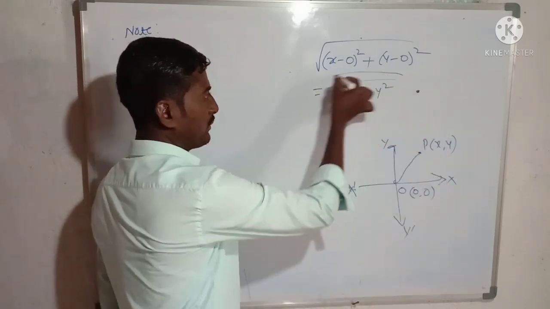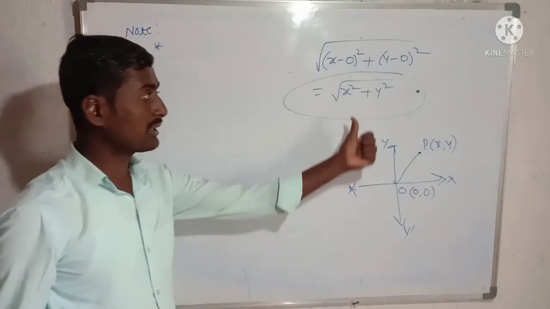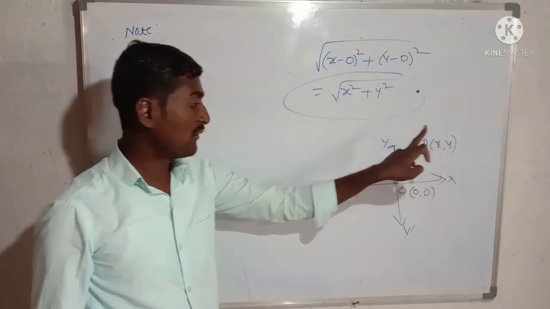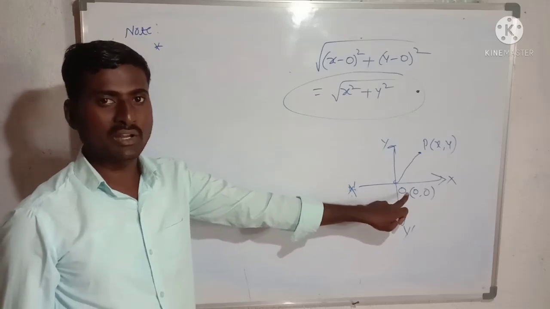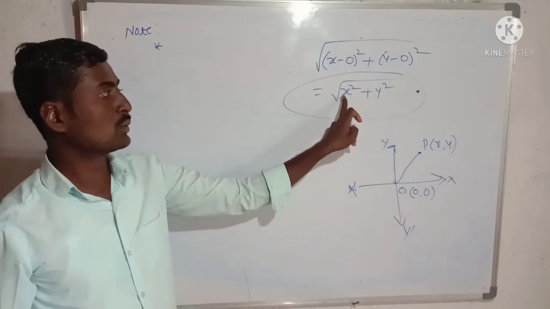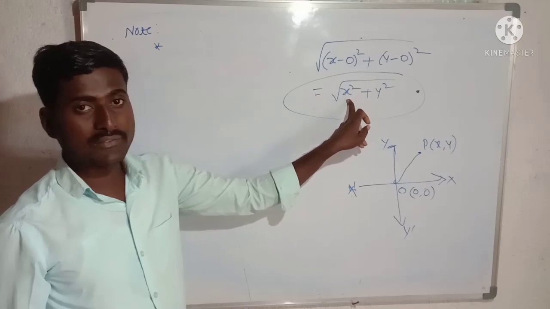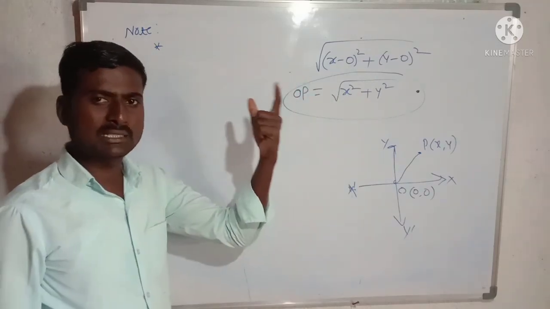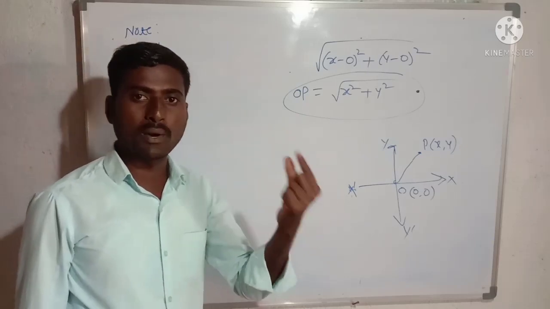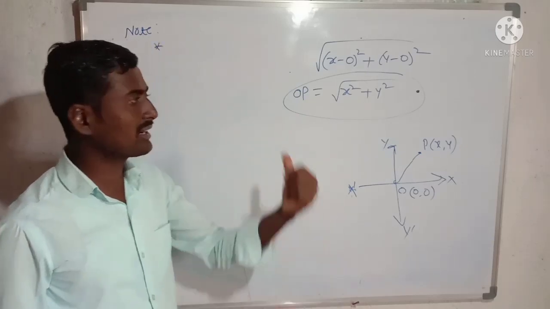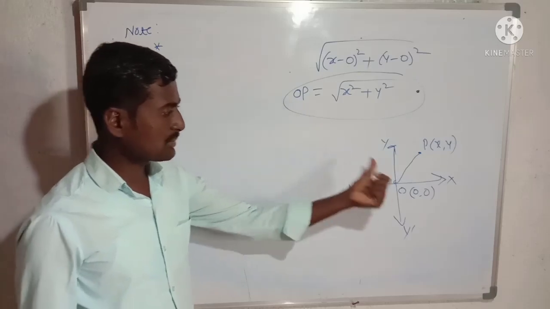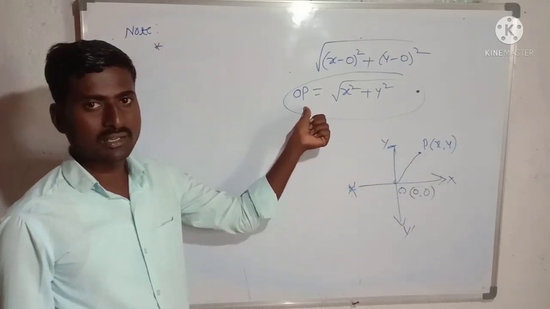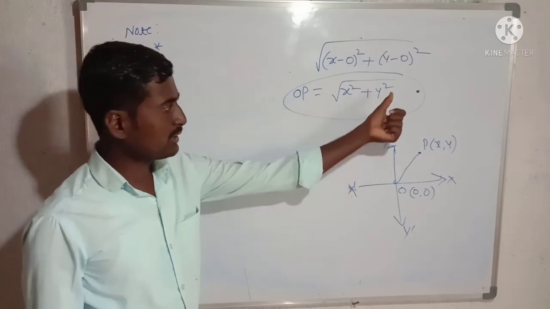So directly we should remember this formula. This is the distance of a point P(x, y) from the origin: square root of x square plus y square. I can write this as OP. There I wrote it as PQ because it was the distance between 2 points P and Q. Here it is the distance between 2 points O and P, therefore I write OP. So directly you should remember this formula.